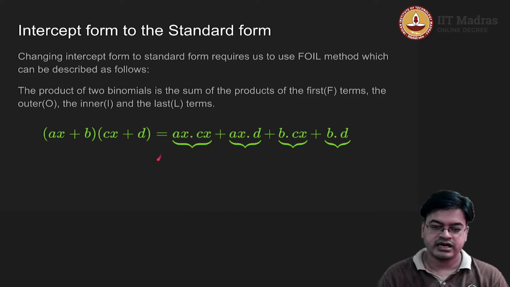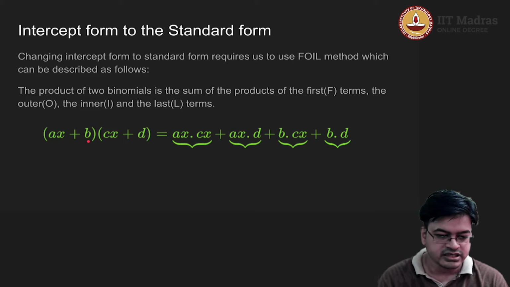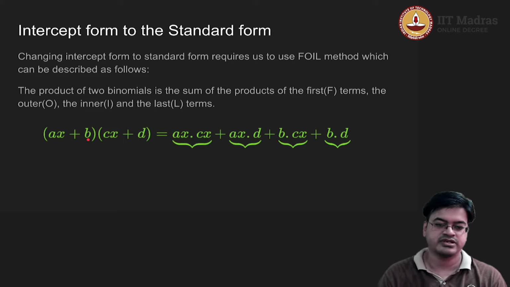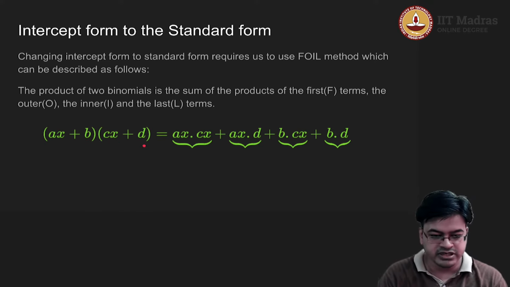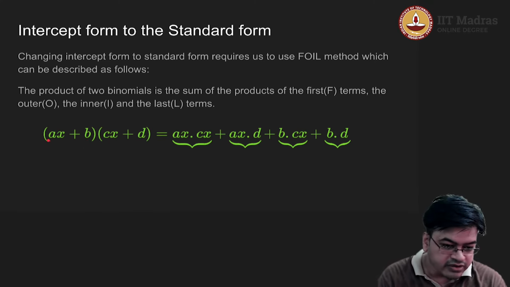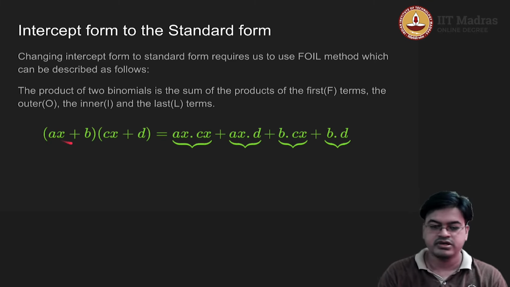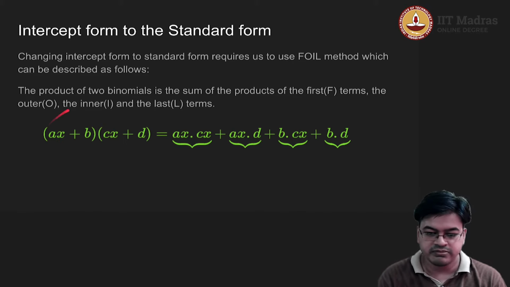Then I will take the outer term. Sorry, B is not the outer term, B is the inner term. You have ax, which is the outer term, and d, which is the outer term. So now you just multiply them together, which gives me ax times d, the product of the outer terms.